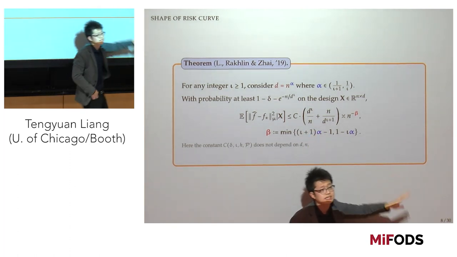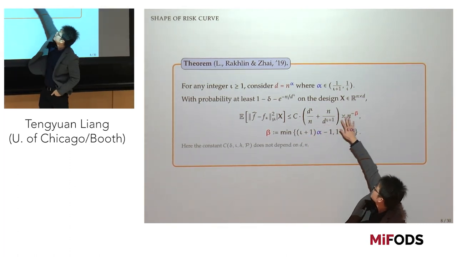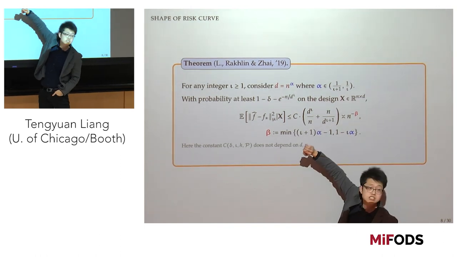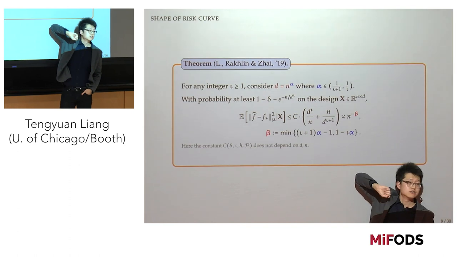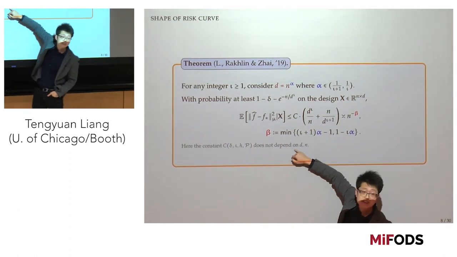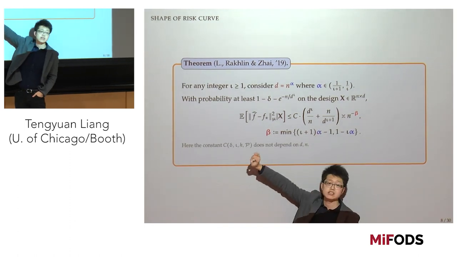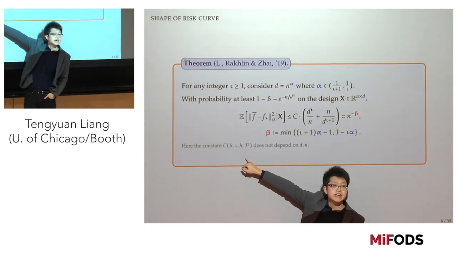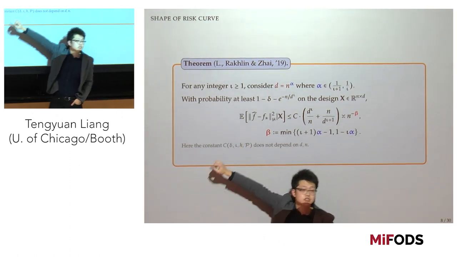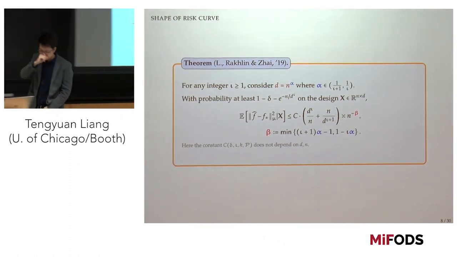Let me actually write it out. So let's call this n to the power negative beta. Then this beta depends on some function of alpha. And note that this constant does not depend on d and n. It depends on all the others, depending on the distribution of each coordinate, it depends on delta, depending on the type of kernel. But it doesn't depend on d and n.